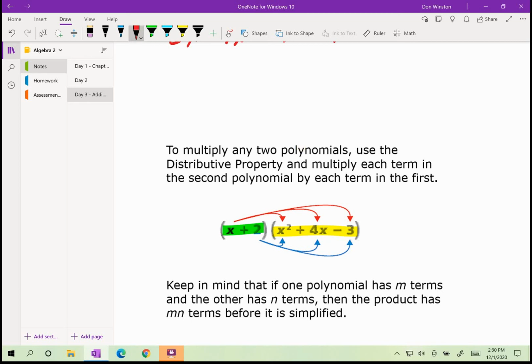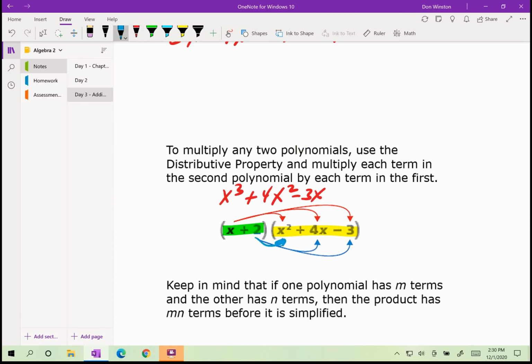here, all we need to do is distribute. So if I have x times x squared, that will give me x cubed. So again, I'm distributing. X times x squared will give me x cubed. And then x times a 4x, that will give me 4x squared. And then x times minus 3, that will give me a minus 3x. And now I have to distribute that positive 2.